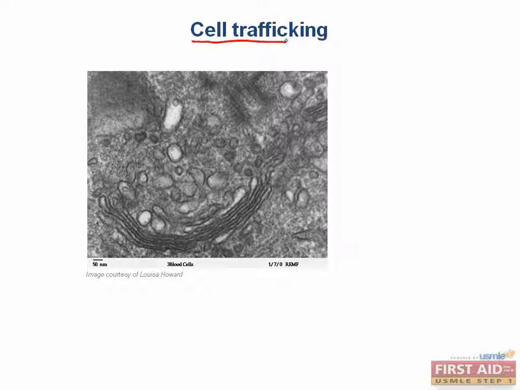Now let's go over cell trafficking, or how proteins are sent to one place or another in the cell. The main character here is the Golgi apparatus, which is kind of like a specialized endoplasmic reticulum, which has some modifications for packaging molecules before they're exported to their final destination.